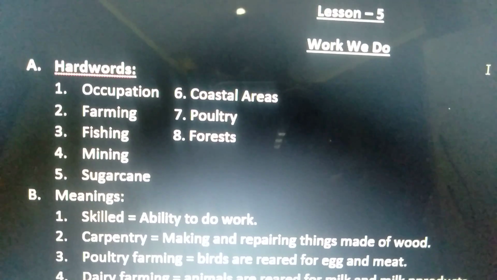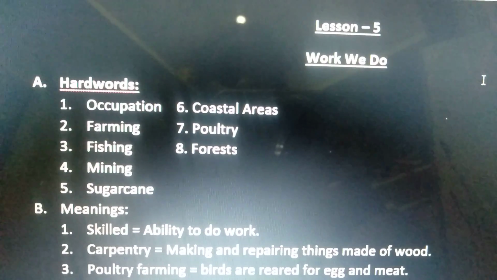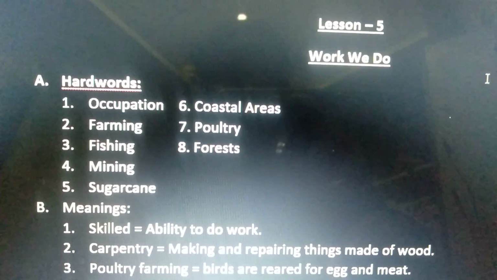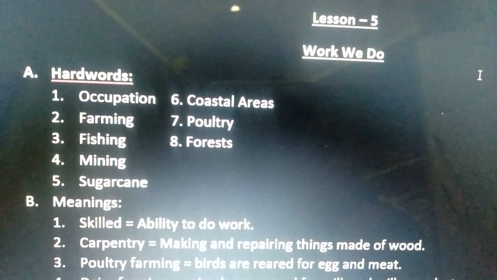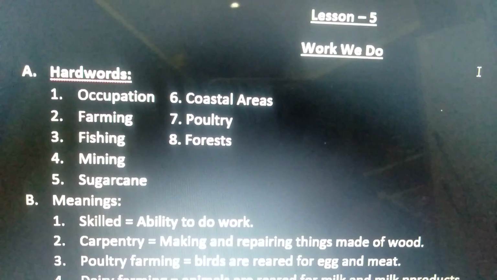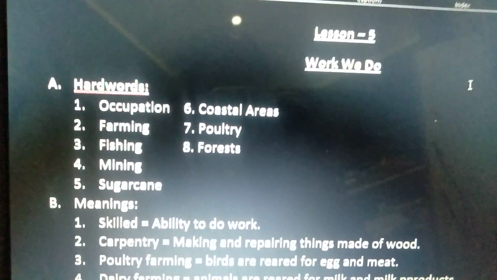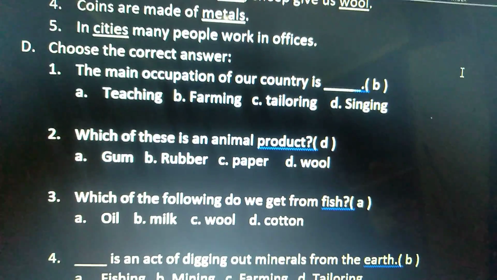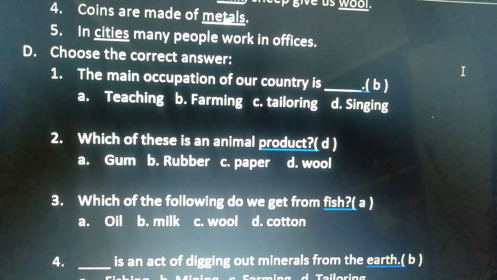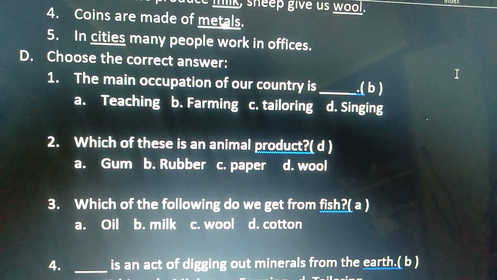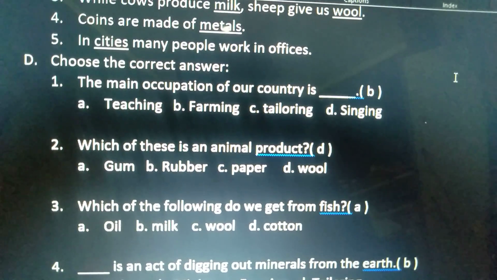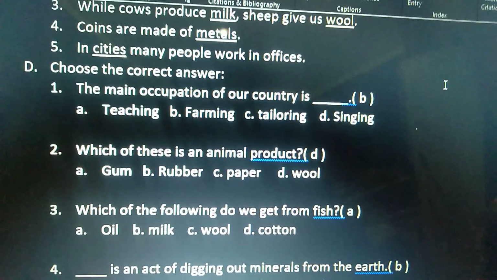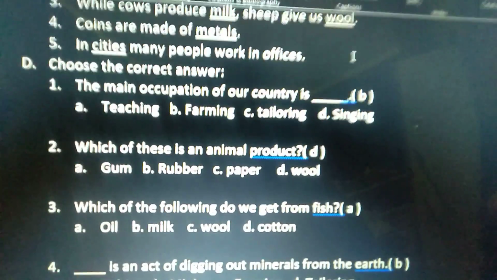Children, today I am going to start with the choose the correct answers of your lesson 5 work we do. All of you open your notes, open lesson 5 work we do. In our previous class you have learned hard words, meanings and fill in the blanks. And in today's class, you are going to learn choose the correct answers. See the first one.